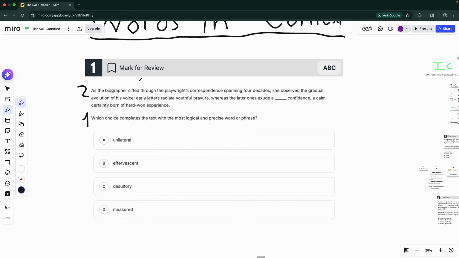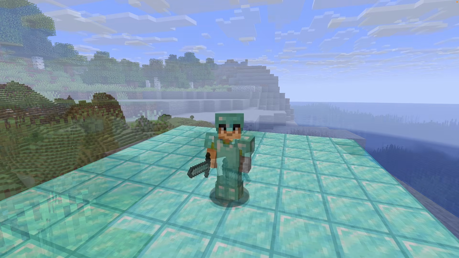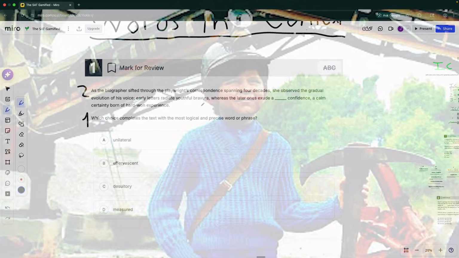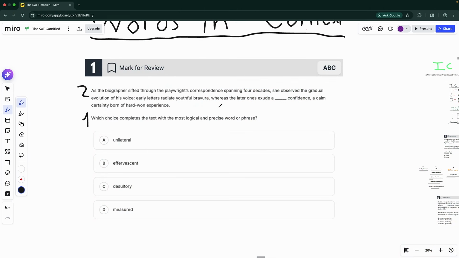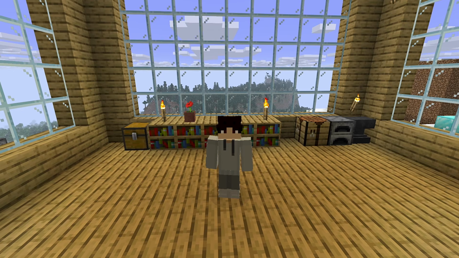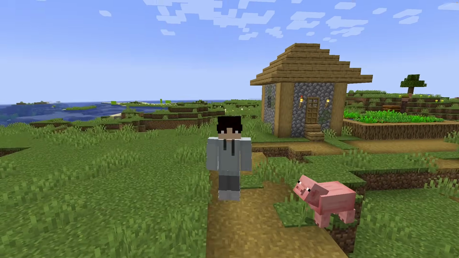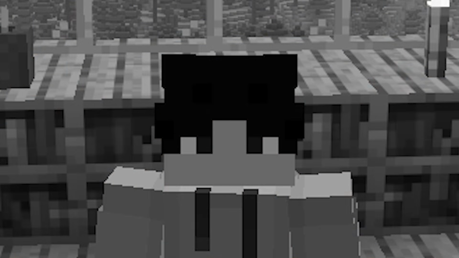As the biographer sifted through the playwright's correspondence spanning 4 decades, she observed the gradual evolution of his voice. So this biographer looked through a bunch of the different letters from this playwright, and she observed that he changed over time. The letters radiate youthful bravura, whereas the later ones exude a blank confidence, a calm certainty born of hard-won experience. The early letters that she saw showed him as this very exciting youthful guy, whereas the later ones showed him more stoic and confident.